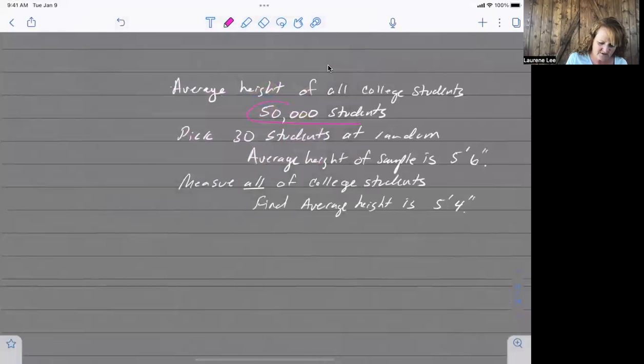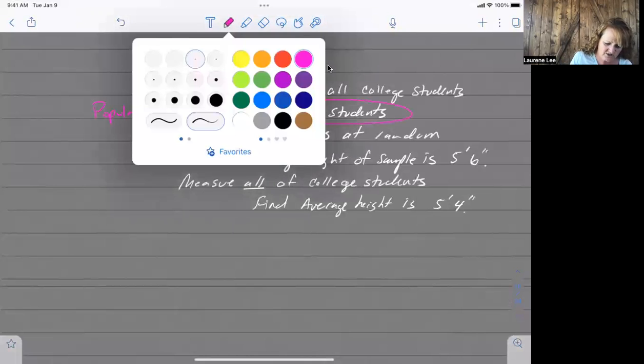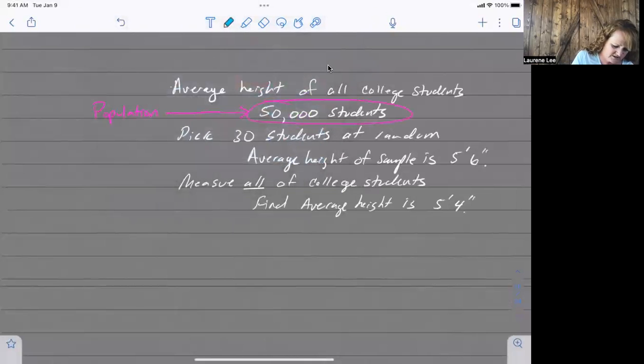These 50,000 students right here, this is going to be the population. Let me change colors here so maybe you can see this a little bit better. There we go. This is the population. Okay, it's all of the students at the college. It's the entire group that I'm interested in. These 30 students that I pick at random, this is my sample.